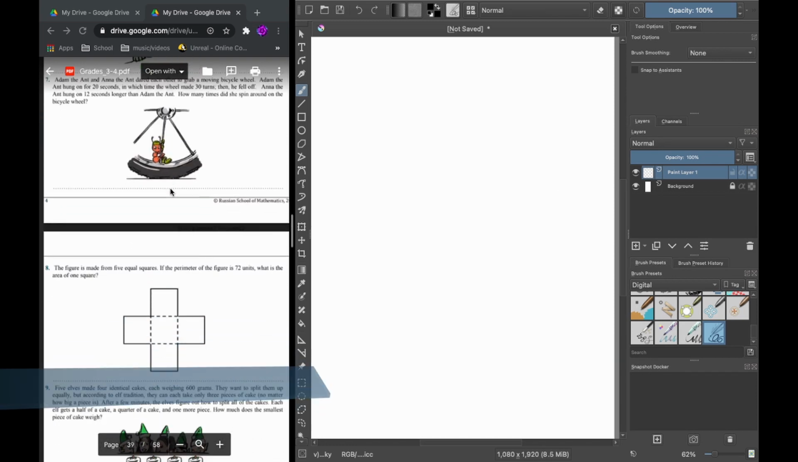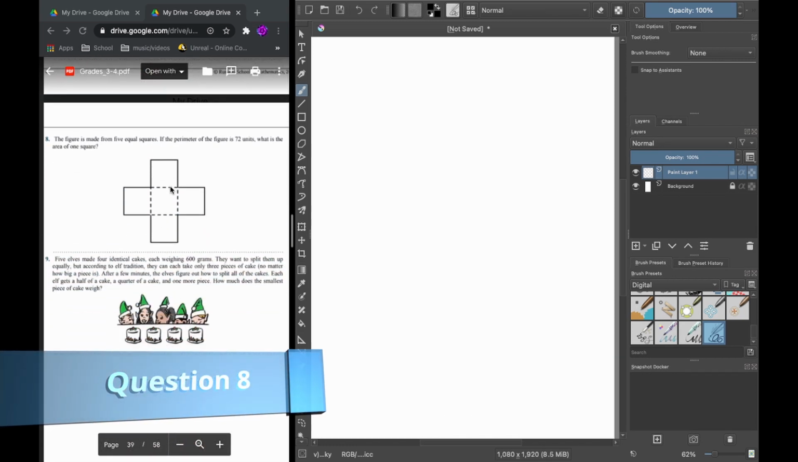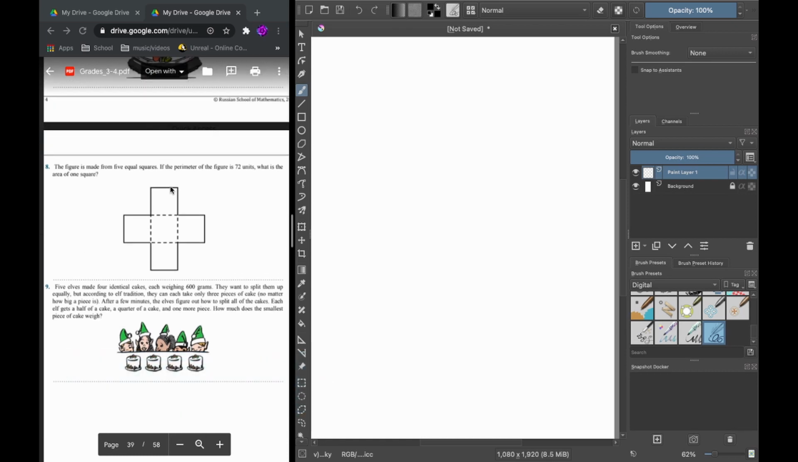Moving on to question number 8. The figure is made of 5 equal squares. If the perimeter of the figure is 72 units, what is the area of 1 square? Okay, so I'm going to draw this figure. So this figure is like a square. Cool.